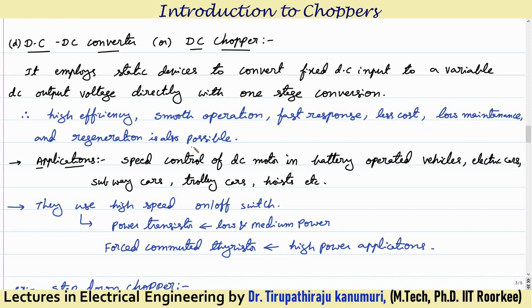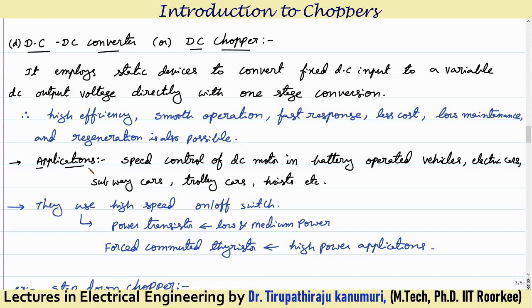Along with that, even regeneration is also possible. Regenerative braking also can be used. So whenever you are applying the brake to your machine, that energy can be used for generating power and supplying it back to the source. So that is also possible using DC-DC converters.